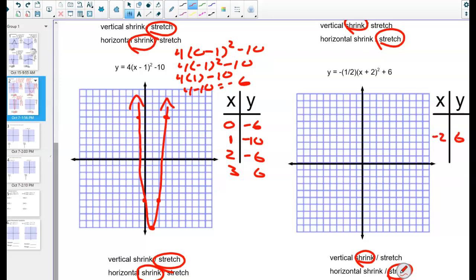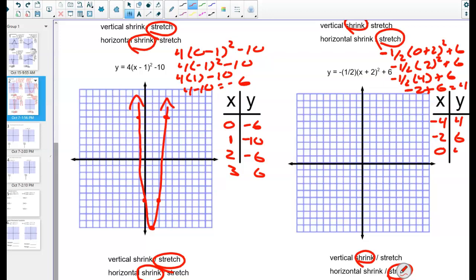Negative 2, 6. I'm counting down by 2, negative 4. I'm counting up by 2 is 0. Negative 1/2, 0 plus 2 squared plus 6. Negative 1/2, 2 squared plus 6. Negative 1/2 times 4 plus 6. And then negative 2 plus 6 is 4. Negative 2, 6. Negative 4, 4, 0, 4.